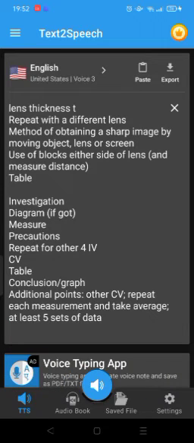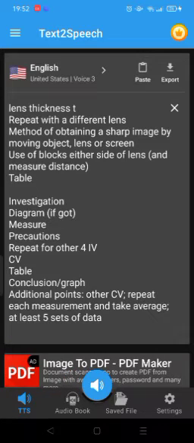Why use a variable resistor? To repeat with different currents, or to obtain a range of readings. How to investigate the relationship between P and R in more detail.